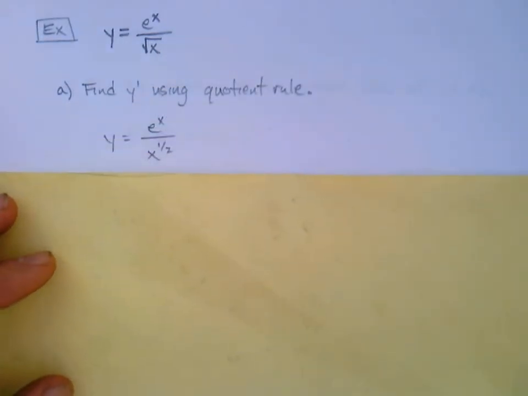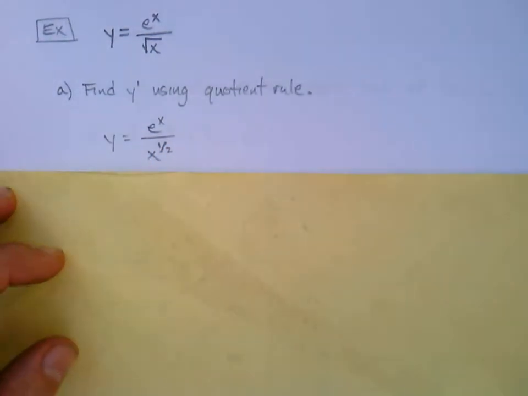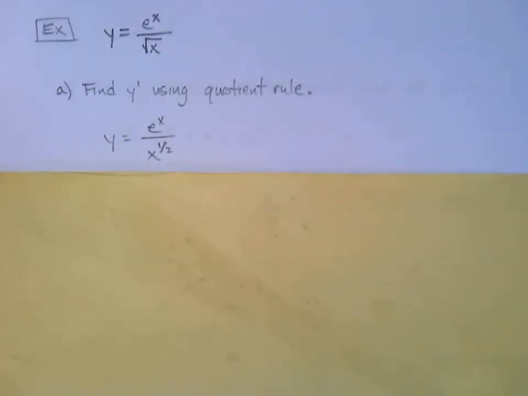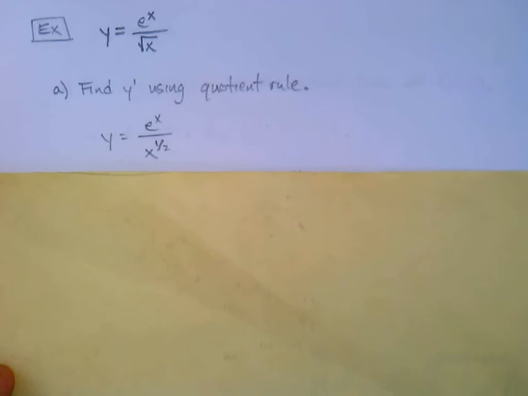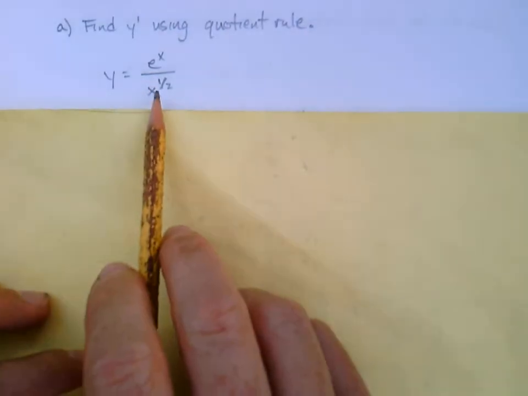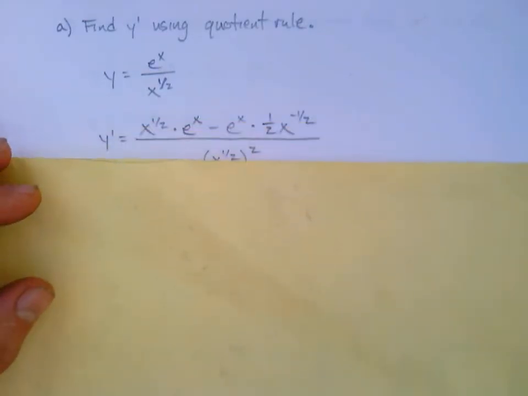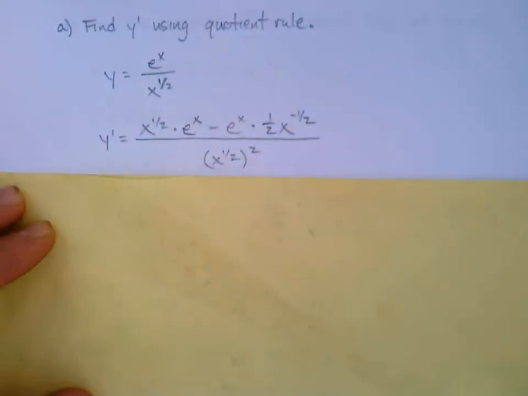So let's rewrite it this way. y equals e to the x over x raised to the 1/2. Okay, now we can use quotient rule. Sometimes things take a little bit of rewriting before they're ready for a derivative, like something like this. Okay, well, we've got the low, we've got the high. So following quotient rule, to get y prime, here's the whole thing. But let's talk through each part.